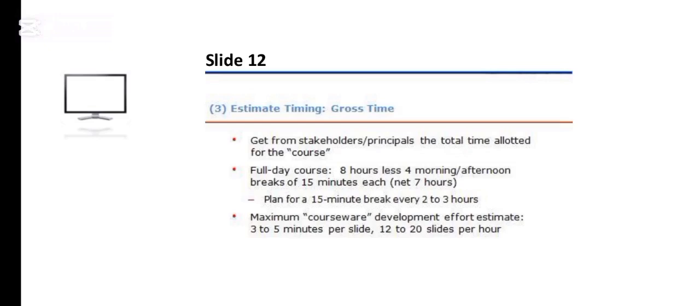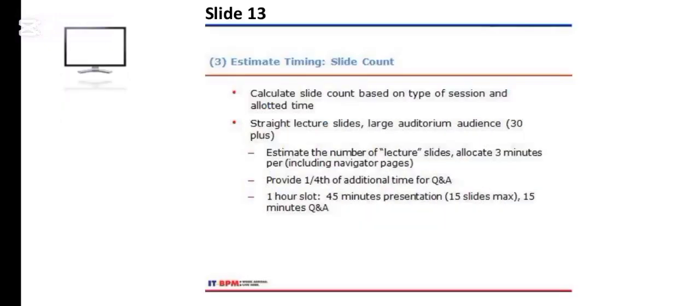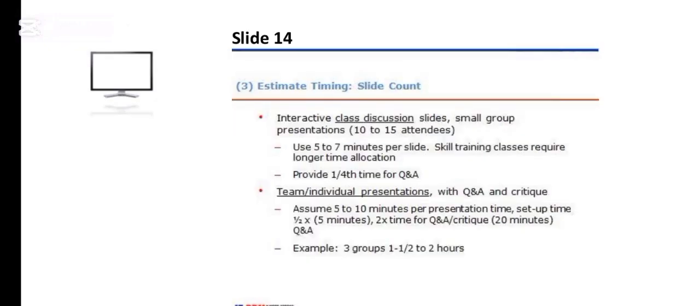Estimate development time at 3 to 5 minutes per slide, or 12 to 20 slides per hour. Estimate timing by slide count. For straight lecture type slides, allocate 3 minutes per slide, and at least 1/4 of the time allocated for the session should be for Q&A. For interactive discussion type slides, allocate a maximum of 7 minutes per slide. At least 1/4 of the time allotted for the session should be for Q&A. For individual presentations, allocate a maximum of 10 minutes per presentation, with prep and Q&A time allotment as well.